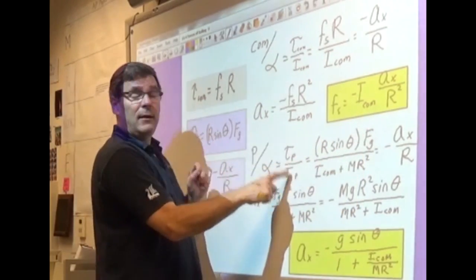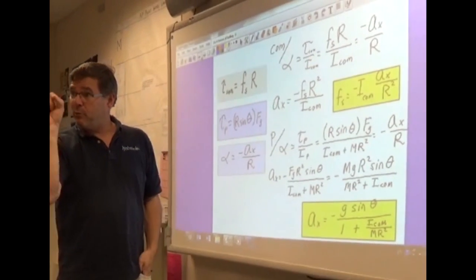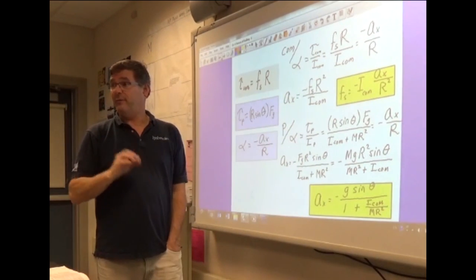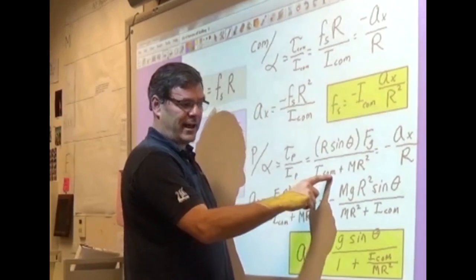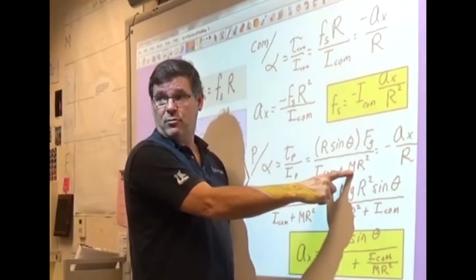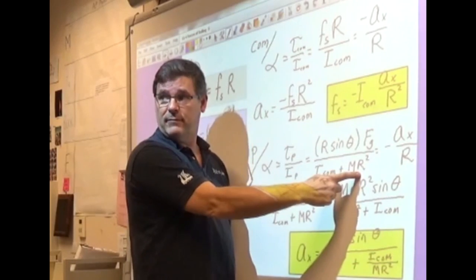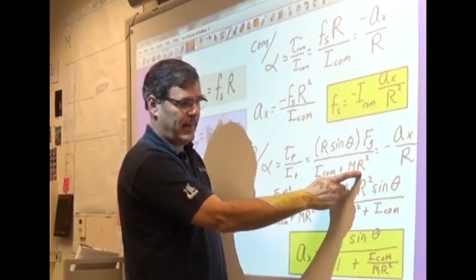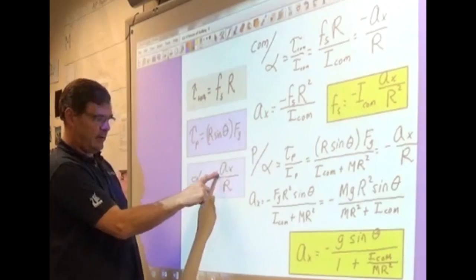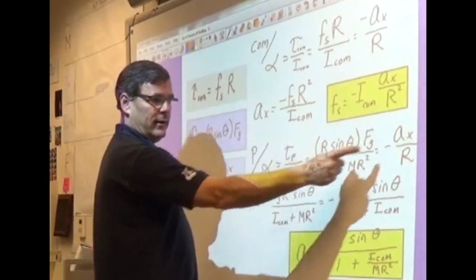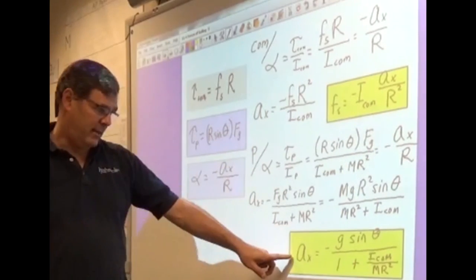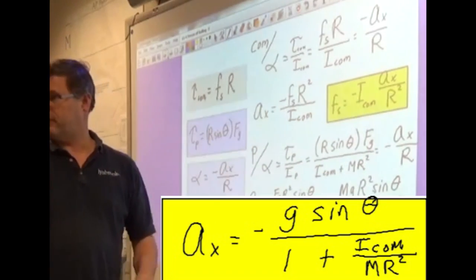And now I_P, because it's about point P and not the center of mass, we have to use the parallel axis theorem. So the moment of inertia is I_COM plus m h squared, where h is the radius of the circle of the disk. Okay? And again, just like before, it's equal to negative a_x over R. And then I'm going to solve that for a_x.